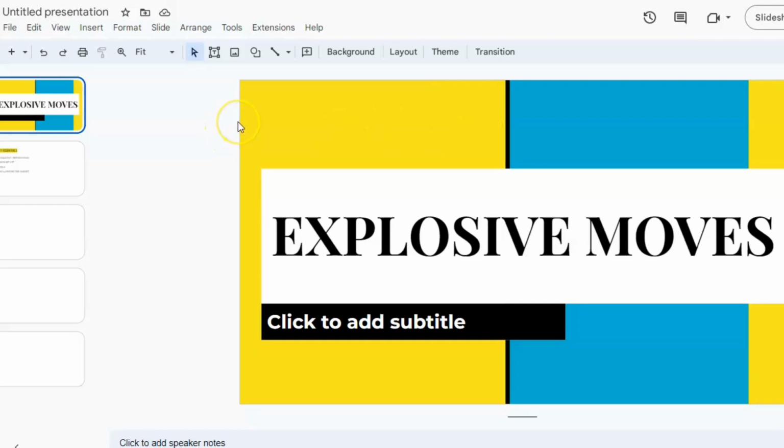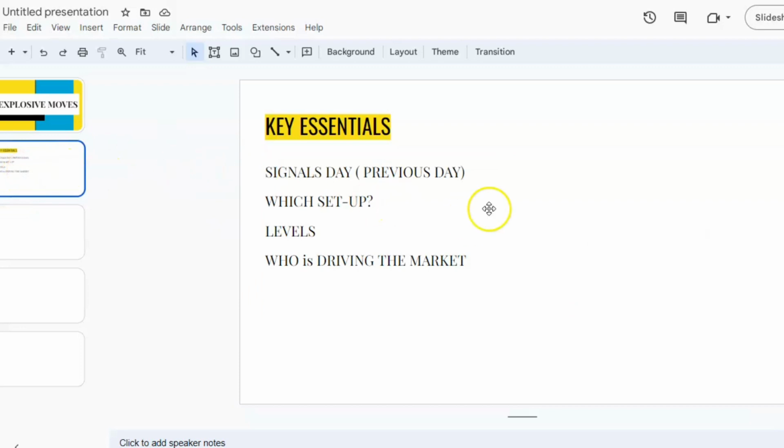When it comes to trading, you want to be in moves that go explosive, parabolic. And in this video, we are going to explore the explosive moves. Why do some trades move explosively while others drag along? Now, there are 4 key essentials that you must understand in order to start getting into moves that move explosively.